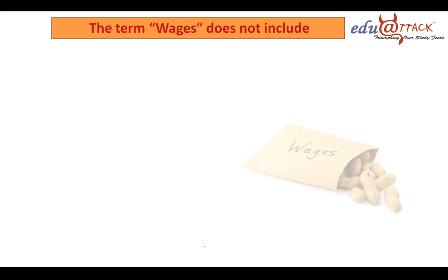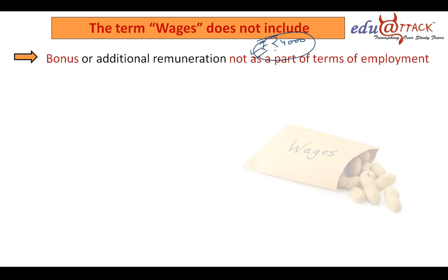Clear? And now comes a very important question: what are the things the term wages does not include? In calculating this 24,000 rupees, some of the things we have to exclude from calculating the wages. What are those things? Bonus and additional remuneration which are not a part of the terms of employment. We have seen that we have to include only those things which come under the terms of employment. And bonus and additional remuneration, whatever kind of it, if it is not under the terms of employment, we will not add it to the definition of wages and we will not calculate it.